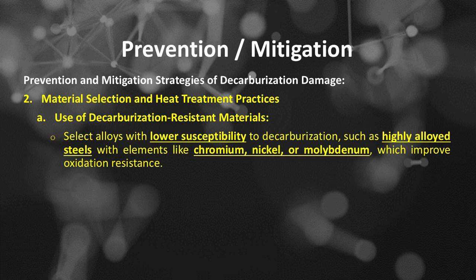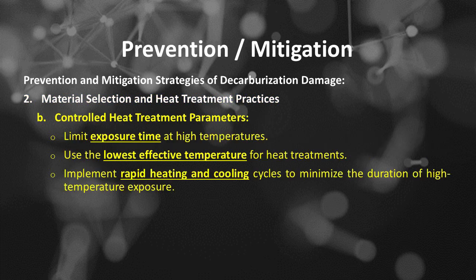Number 2 of the prevention and mitigation strategies is material selection and heat treatment practices. Number A, use of decarburization-resistant materials. Select alloys with lower susceptibility to decarburization, such as highly alloyed steels with elements like chromium, nickel, or molybdenum, which improve oxidation resistance. Number B, controlled heat treatment parameters. Limit exposure time at high temperatures. Use the lowest effective temperature for heat treatments. Implement rapid heating and cooling cycles to minimize the duration of high-temperature exposure.